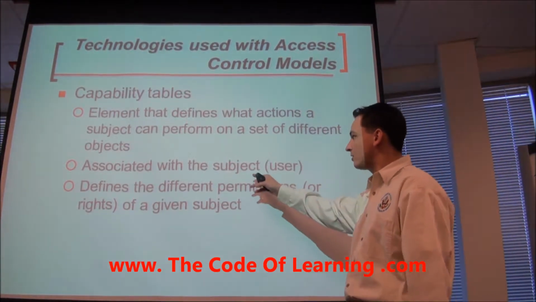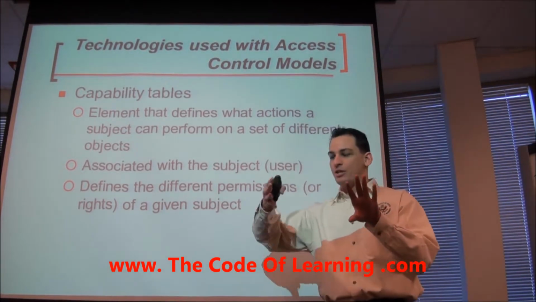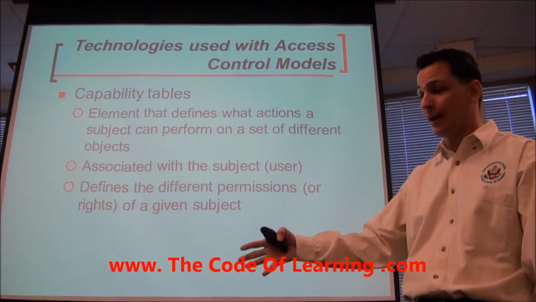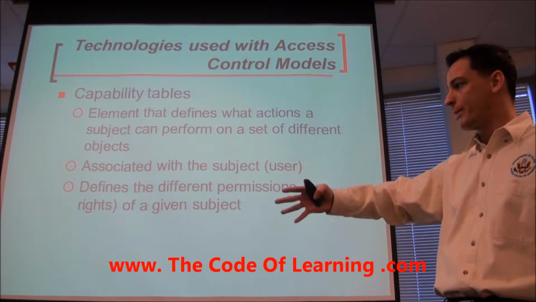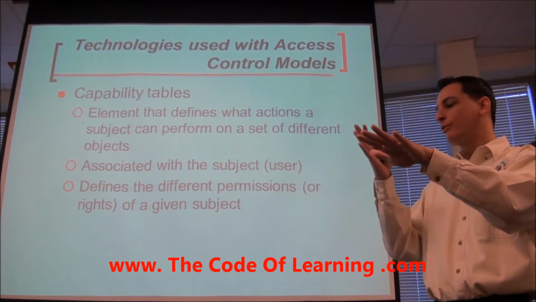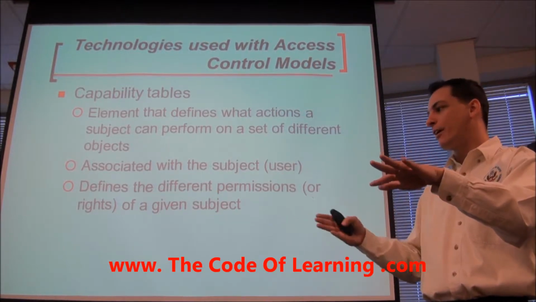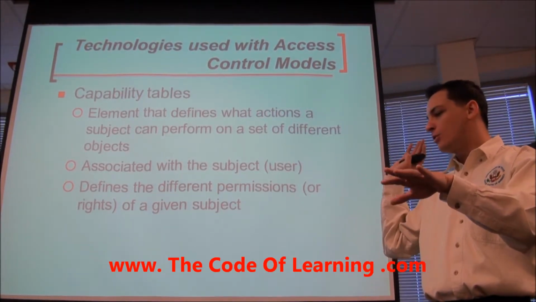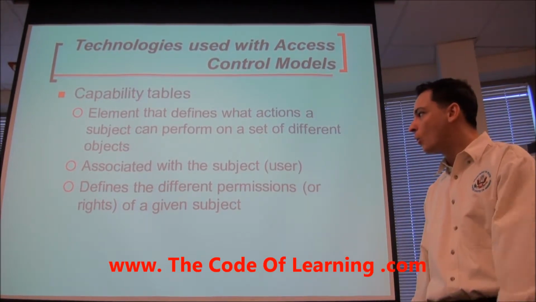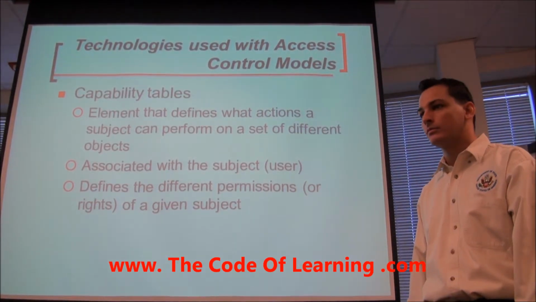And it's with the subject. The subject will be the first column, and then each additional column would be the actual object. So file 1, file 2, file 3, file 4, they would all be different columns. So when you look at the capability of the user, what can Leo do to file 1? Read it. What can he do to file 2? Write it. What can he do to file 3? No access. What can he do with file 4? Full control.